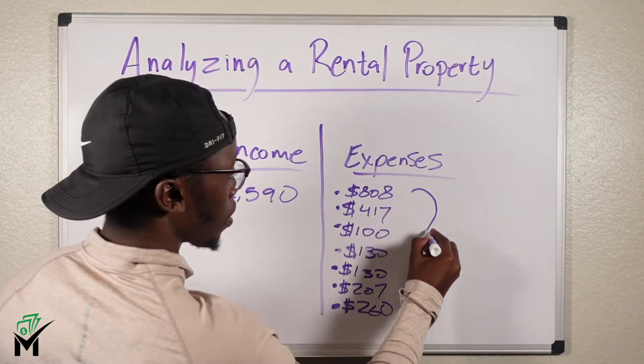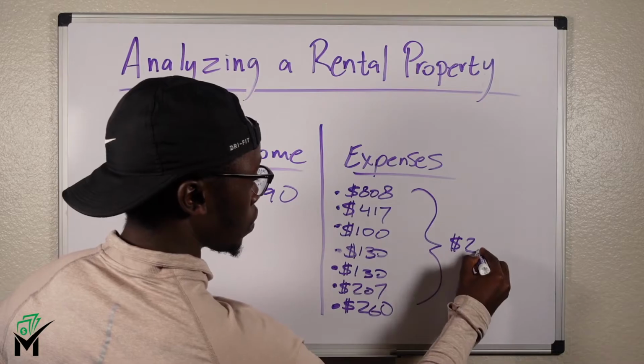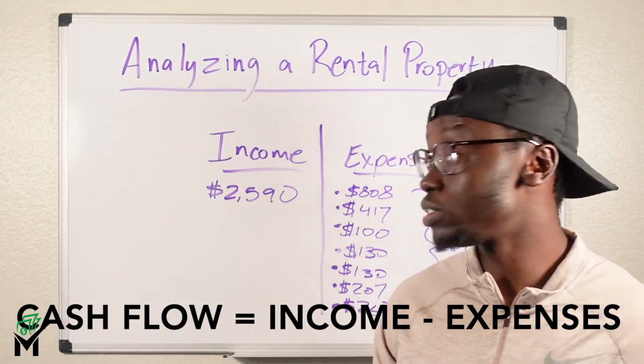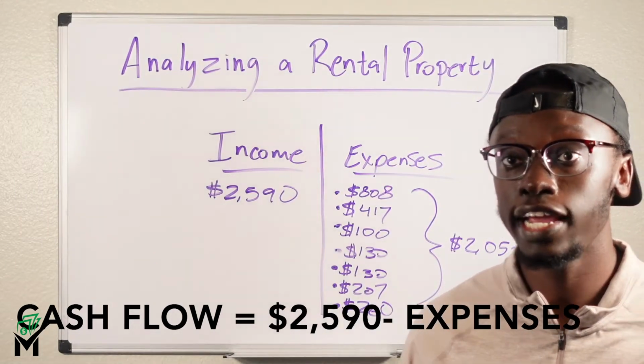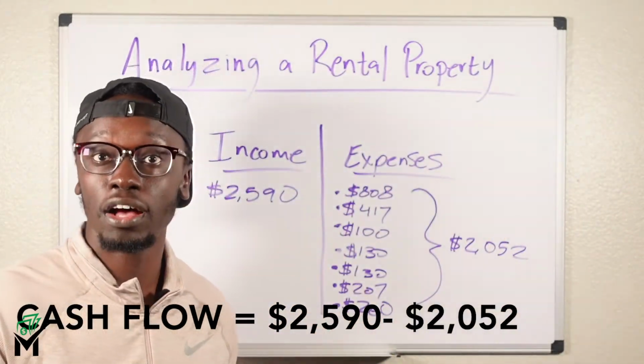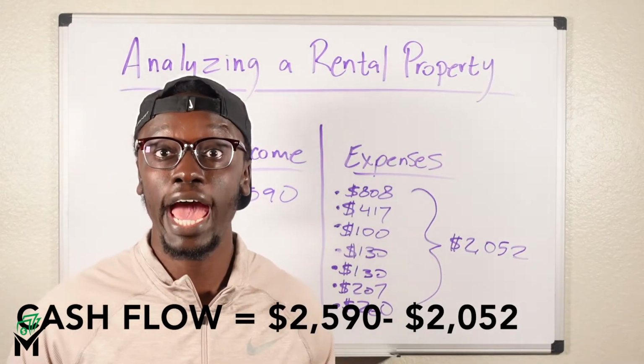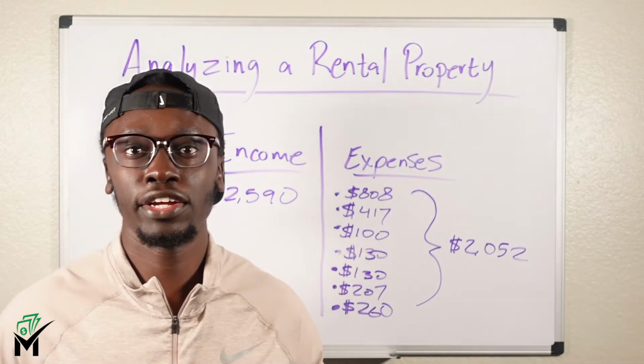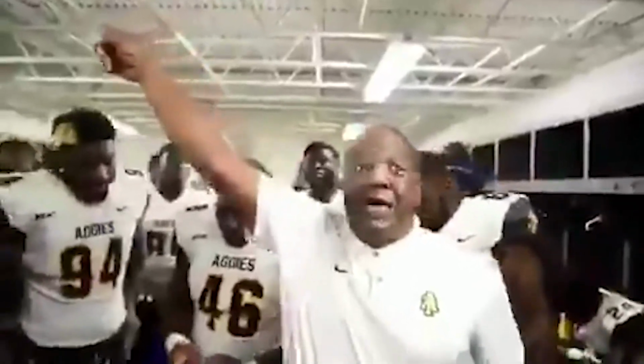So now we've determined our total expenses as about $2,052. Your cash flow is your income minus your expenses. So we'll take our $2,590 and subtract our $2,052 from that to give us a cash flow of $538 per month. So I know what a lot of y'all are thinking right now. Tell them to bring me my money.